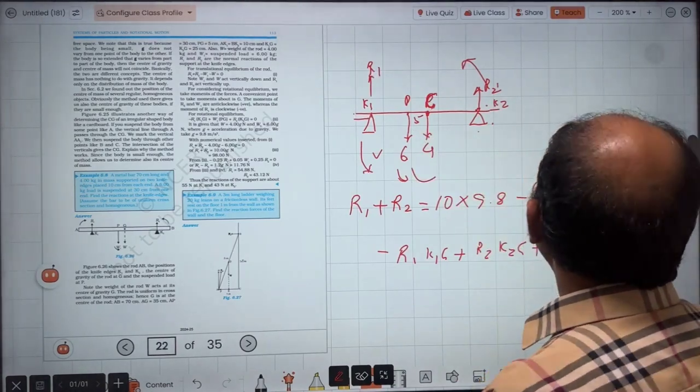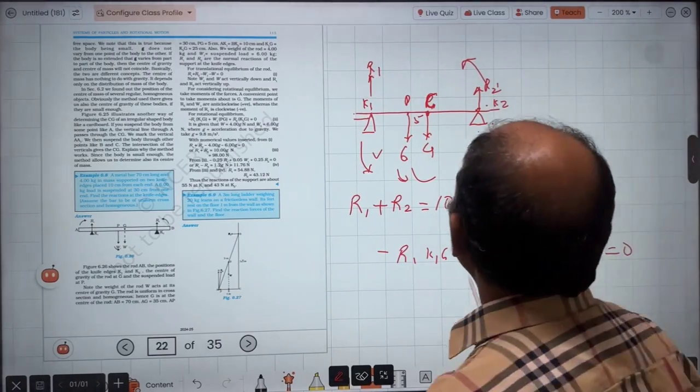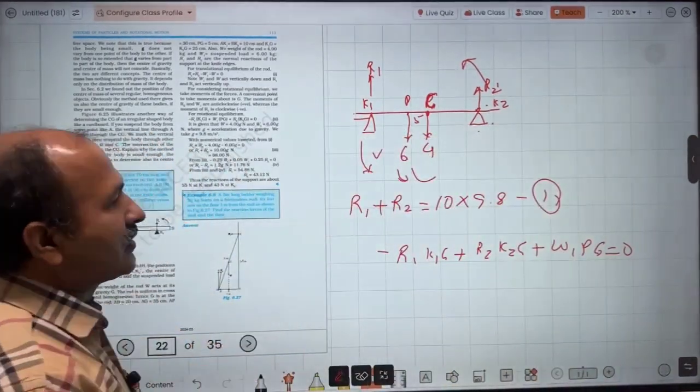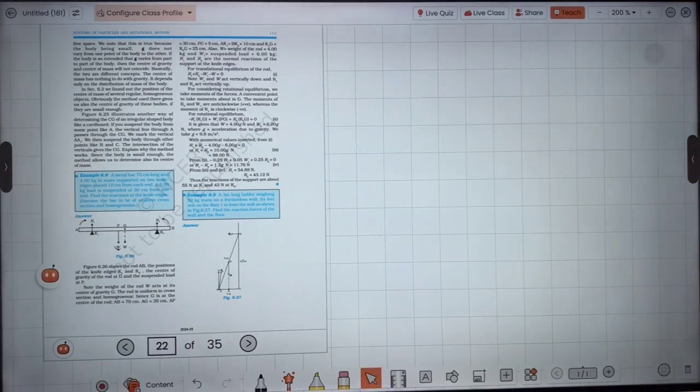So for this we write W1 times PG equal to 0, and then we can put the values, and then we will arrive at the equations, and hence we can get R1 and R2. I think now thing is clear.